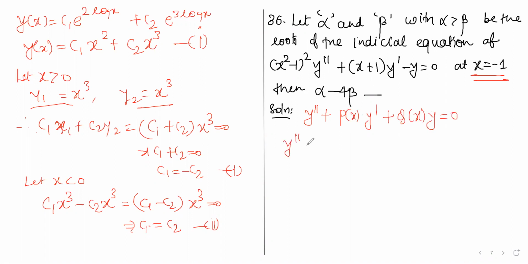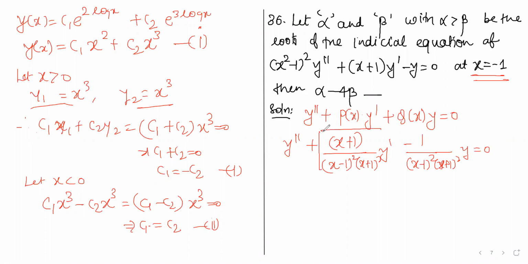So I'll be getting y double dash plus (x plus 1) upon (x square minus 1). So that will give me (x minus 1) square into (x plus 1) square, into y dash, plus q of x is minus 1. So it will be simply minus 1 upon, it's the same thing again, (x minus 1) square into (x plus 1) square, times y equal to 0. So this quantity is p and this quantity is q.